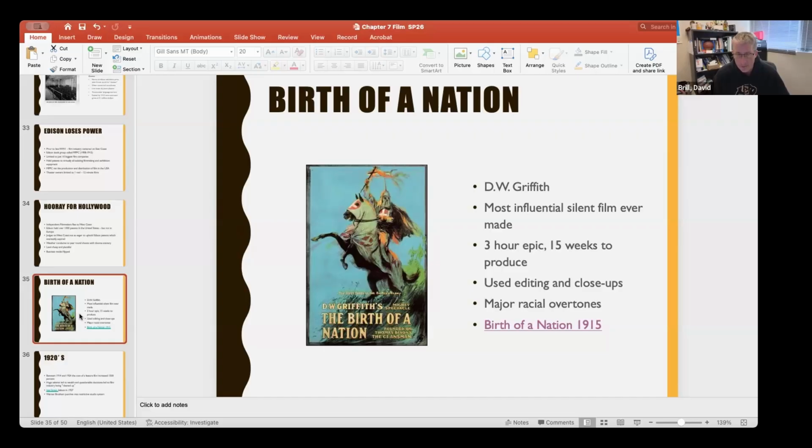But here, let me give you the good before I give you the ugly. It was the most expensive movie to make of its time, $110,000. It was shot without a script. Griffith spent 6 weeks on rehearsal, and another 9 weeks shooting it.